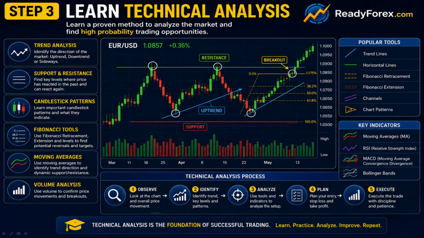Step number three, learn technical analysis. The next step is technical analysis. You need a method for analyzing the forex market. There are many different approaches. Some traders use indicators, some traders use price action, some traders use support and resistance, and some use moving averages. Some traders use Fibonacci and Elliott wave patterns. There are many different approaches, but you need to learn everything.